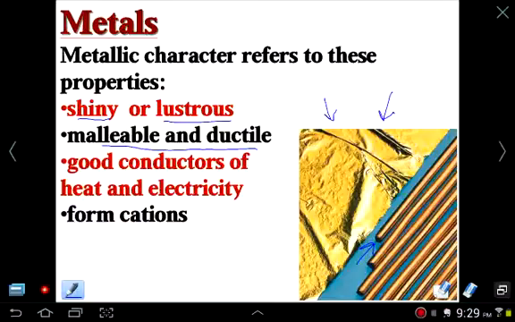Ductile means it can be strung out into essentially a wire. Today this is used for wire, and for that reason it's used in wires because metals are good conductors of both heat and electricity. Metals have very low heat capacities and they conduct electricity well, and metals then form cations. So metals will always lose electrons when undergoing a chemical reaction.